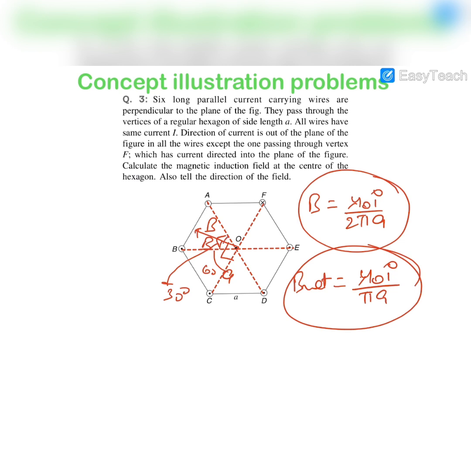So we can also find out the components of the net magnetic field, but it is not being asked in the problem, so we are just calculating the net magnetic field.